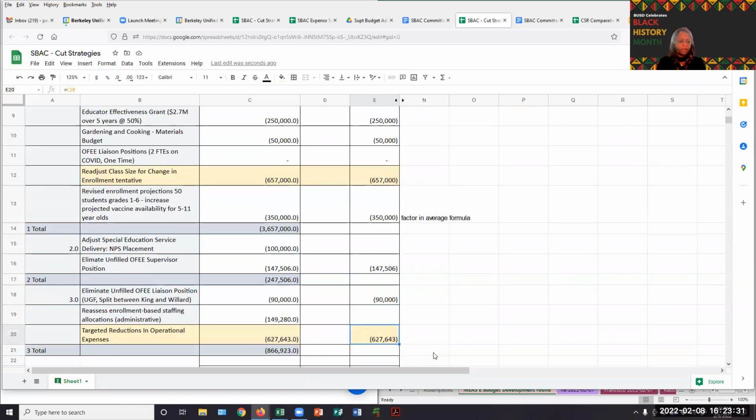Our targeted reductions in operational expenses primarily have to do with saving costs for staffing at some central office departments, as well as operational expenses, like for graduation, that was like $50,000. So we have a variety of items in here, and at this time, we think it's still attainable.